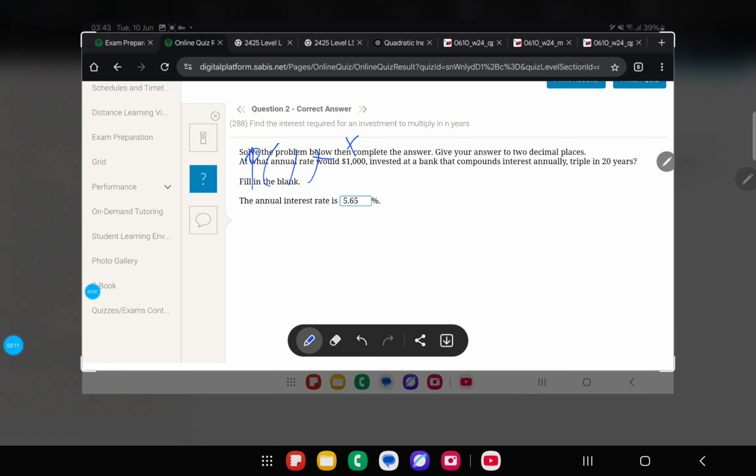P times 1 plus x over 100 to the power of t, right? But this time we were trying to find x, right? We're trying to find the percentage. So we do price, which is $1,000 times 1 plus x over 100 to the power of 20 equals, they told us that it would triple in 20 years. So that means the price would triple in 20 years, right? So that means 1,000 times 3 is 3,000.